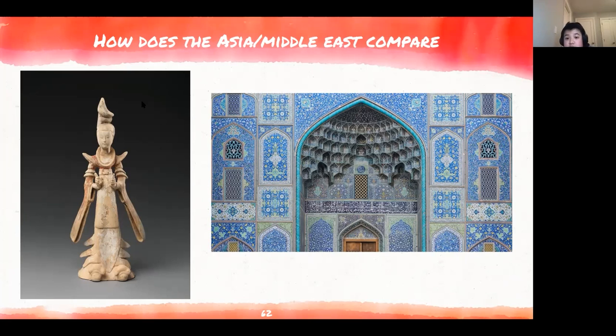And on the right is a design for a wall. We are able to see it's using a dome. And in my opinion, I think this is actually really well done.